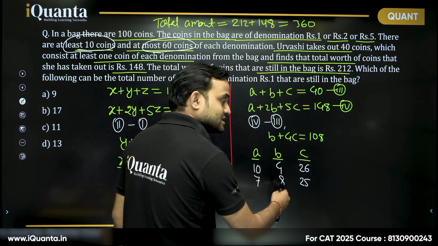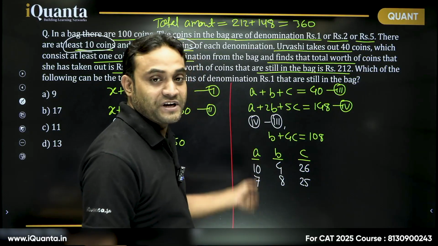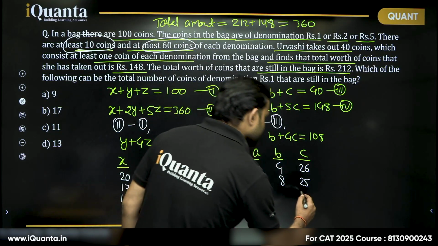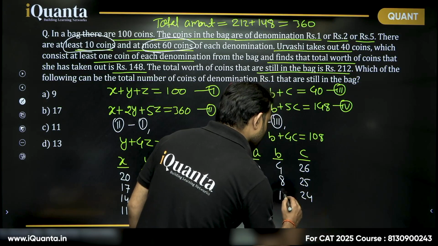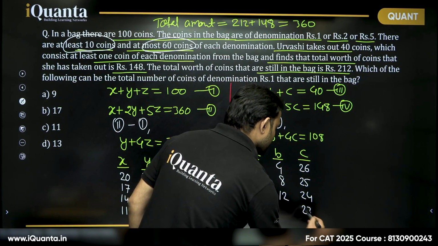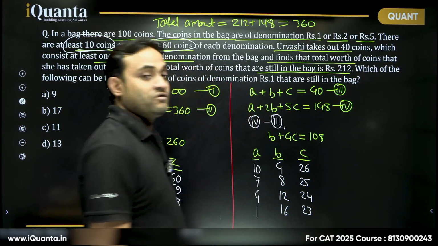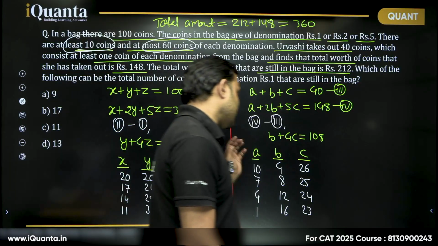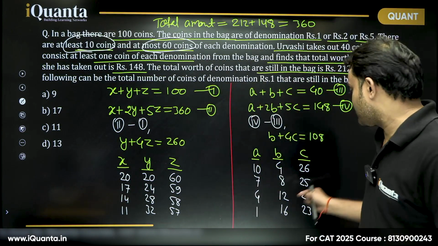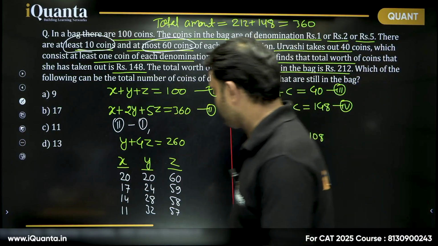This value is increasing by 4, this value is decreasing by 1, and this value will keep decreasing by 3. So next it will be 24, then 12, and then 4. Then we can take 23, this value is 16, and this value will be 1. Now we cannot go beyond that, because if this becomes 22, this will be 20, sum will be 42, which is not possible.